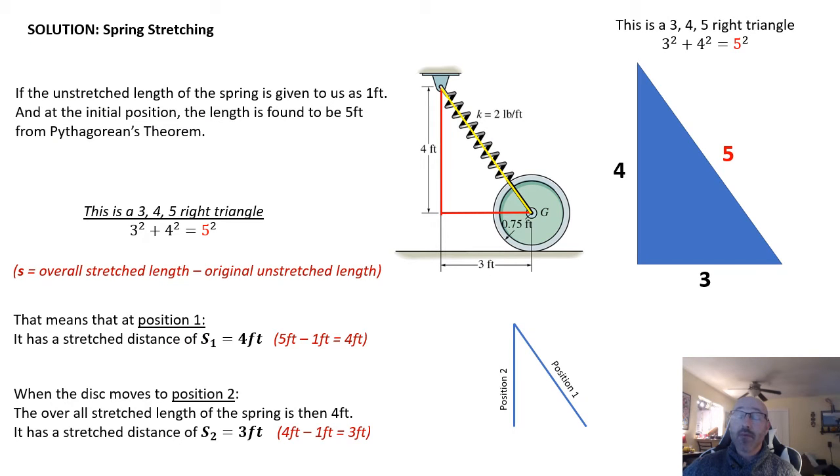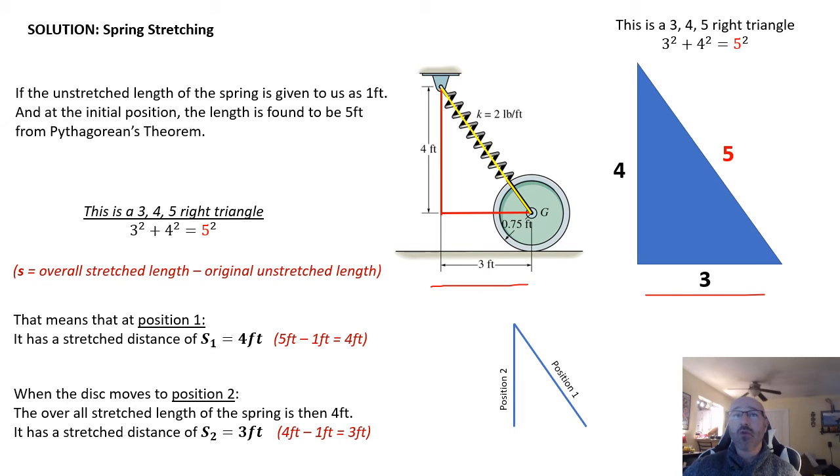So now that we've had the opportunity to create our setup page, we can clearly see what they've given us in the problem, our initial diagram, the wording, and what they're asking us to solve for. The next thing we want to do is begin our solution. One of the first things I want to do is take a look at the spring itself and the position of our disc and see how those are related, how our stretched length and unstretched length of the spring are at the different positions, initial and final, or position 1 and position 2.